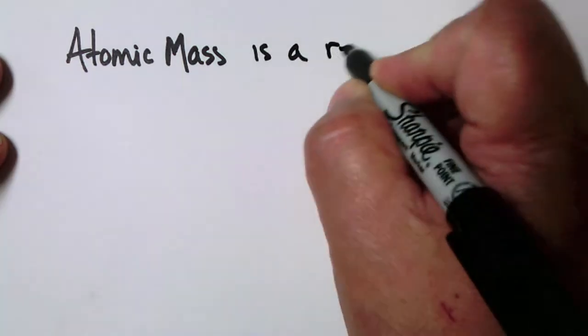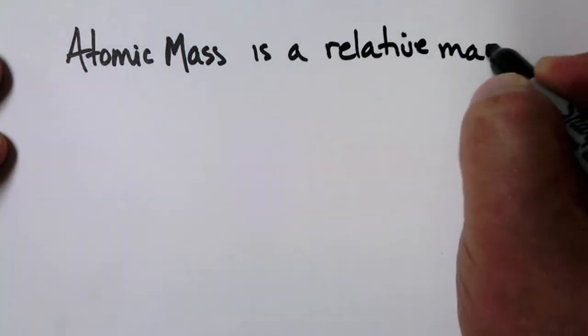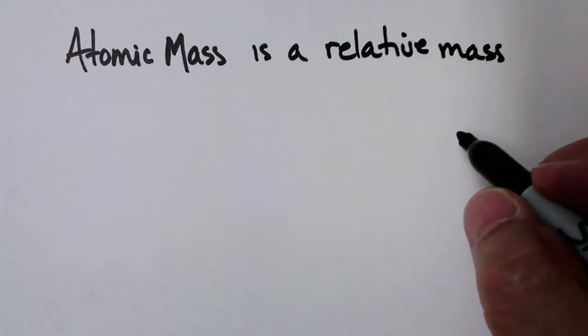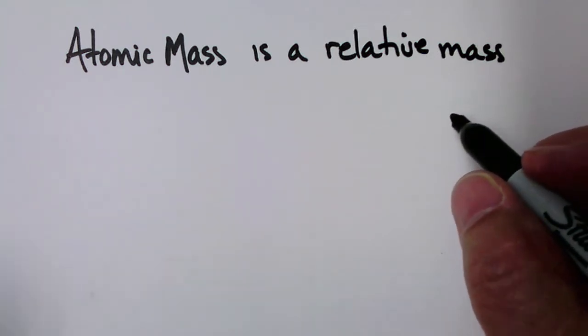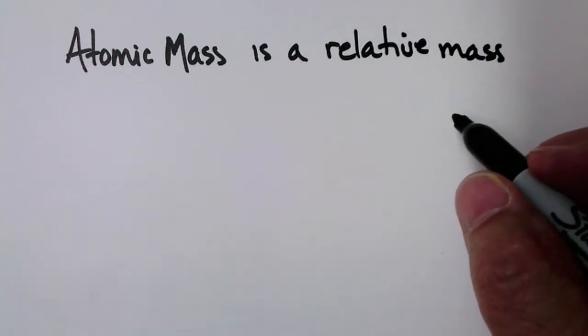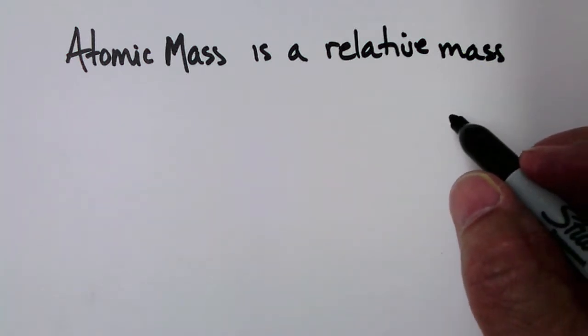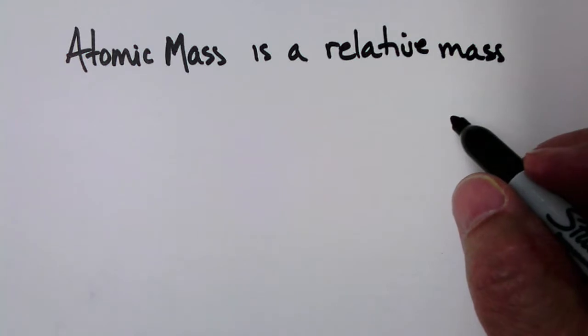Atomic mass is a relative mass. Now, as it turns out, everything really is relative mass. What that means is that we determine the mass relative to some standard. And so when we talk about something having a mass of 3.5 kilograms, that's relative to the standard kilogram.